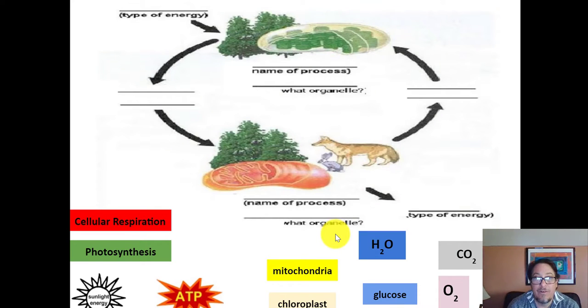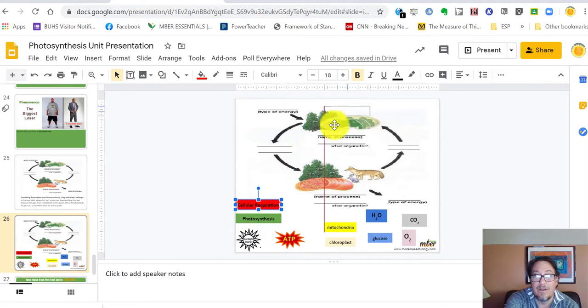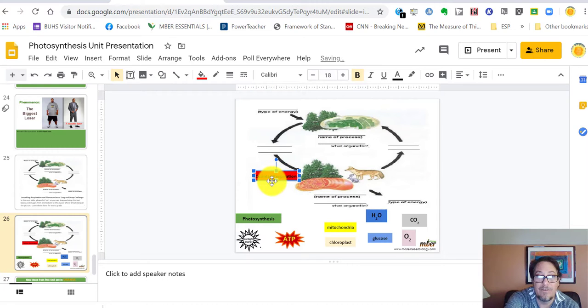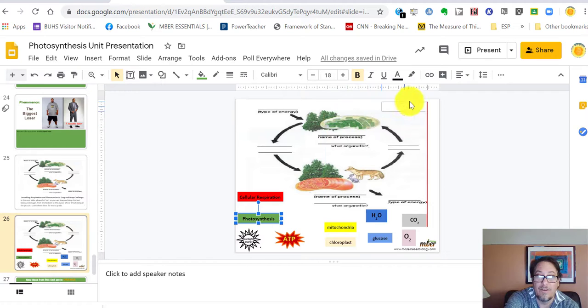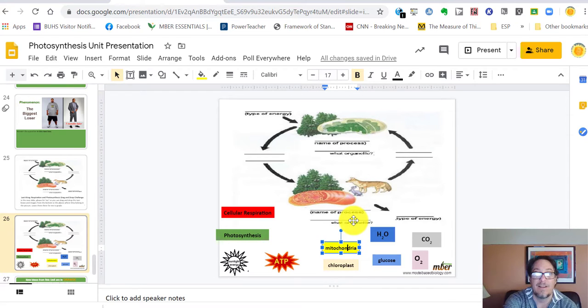And then the last thing I want you to do is escape out and do this little exercise where you move the text boxes around to the right place and wherever they might want to go. So one of these processes takes place in the mitochondria, one takes place in the chloroplast. Which one is it? So I want you to try to play around with all these and see if you can get all these into the right boxes. And if you have a hard time with that, let me know.